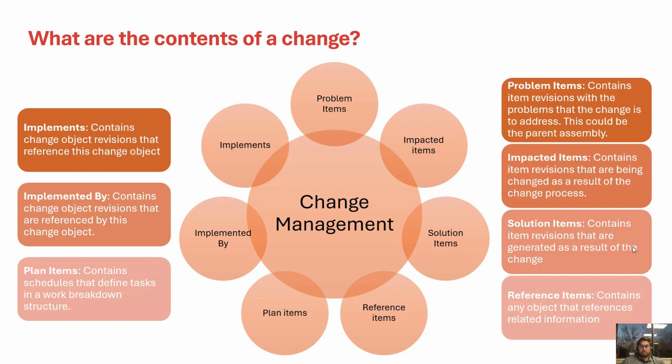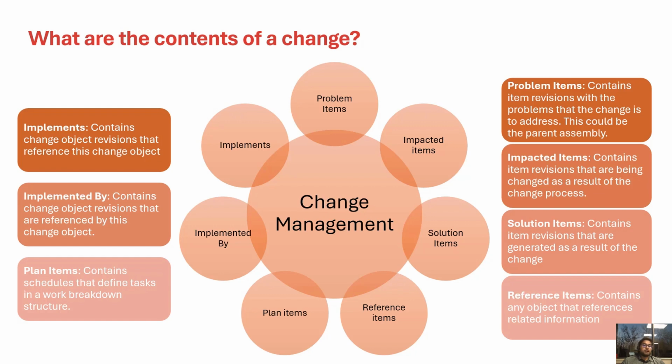Then we have the reference items. This could be any document or item revision that is related to this change. It could be analysis documents, system logs, or any specification documents that are somehow related to this change. Next, we have the plan items. This is a plan or a schedule for this change.